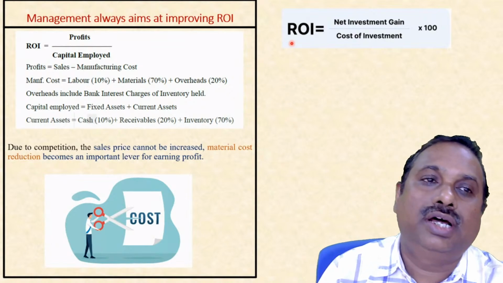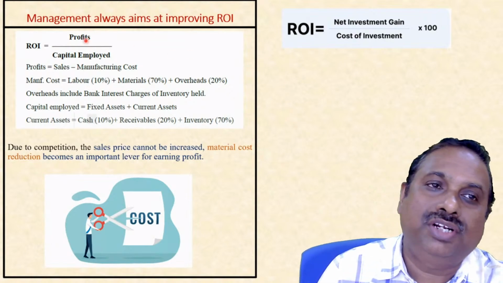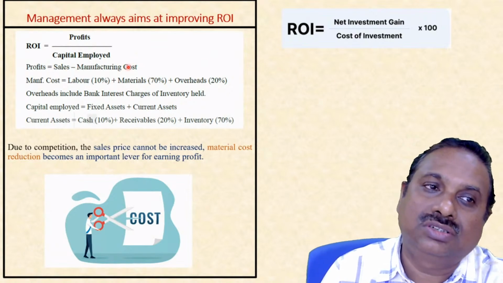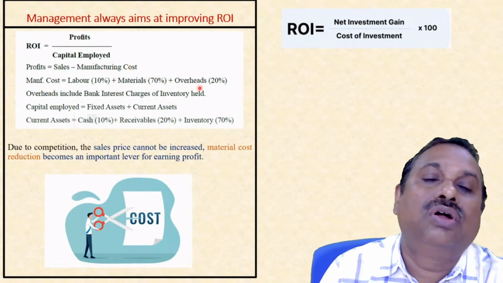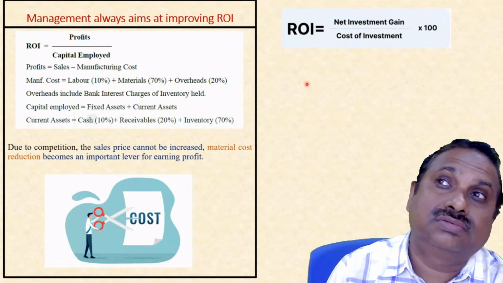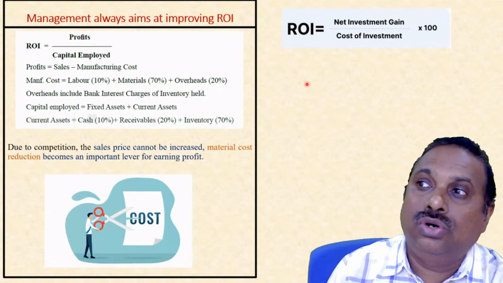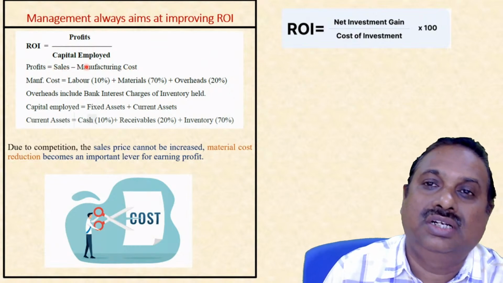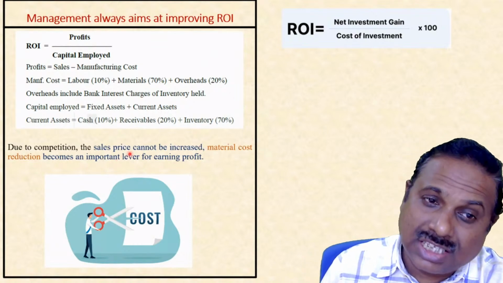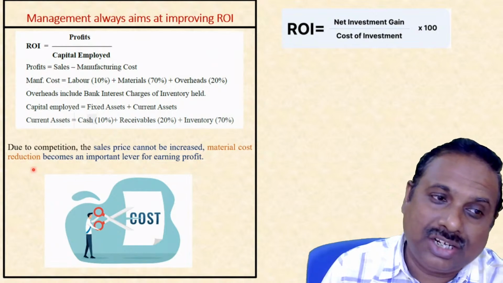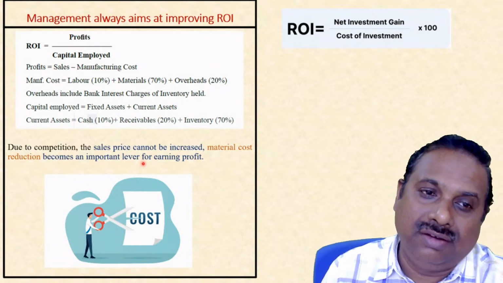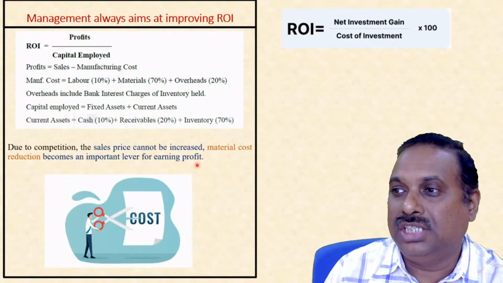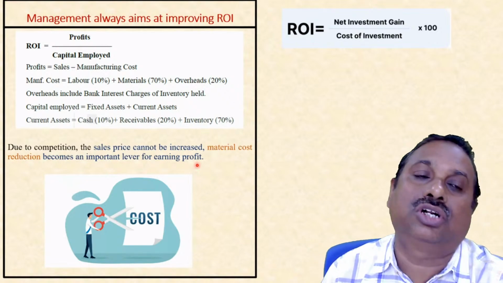Then coming to return on investment. Return on investment is profit divided by capital. So what is profit? Sales minus manufacturing cost. Generally we cannot increase the sales price, right? So the major thrust area is that we can decrease the manufacturing cost, right? And due to the competition, the sales price cannot be increased. So material cost reduction becomes an important lever for earning profit. That is why nowadays people are giving maximum thrust to cost cutting.